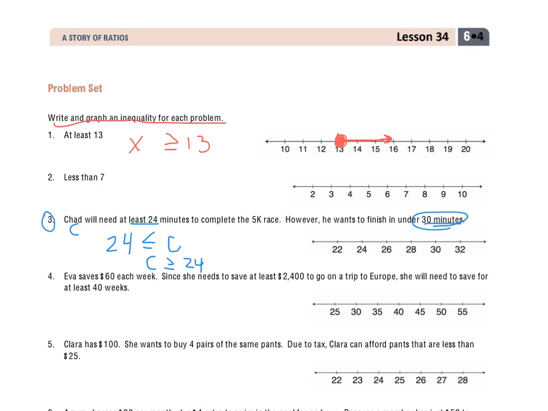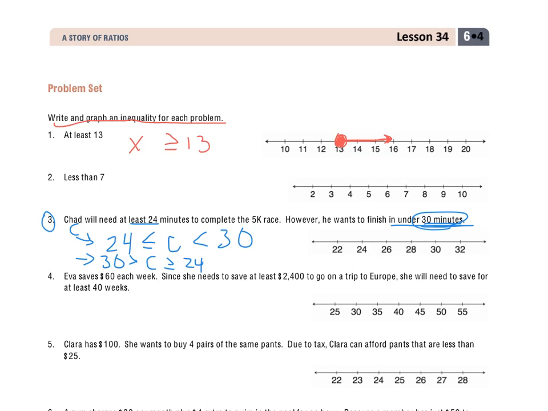But it also says he wants to finish in under 30, meaning it's got to be less than 30. And I could do it this way as well. So both of these are really correct. 30 is greater than C, which is greater than or equal to 24. Or we can go the other way, and 24 is less than or equal to C, which is less than 30.